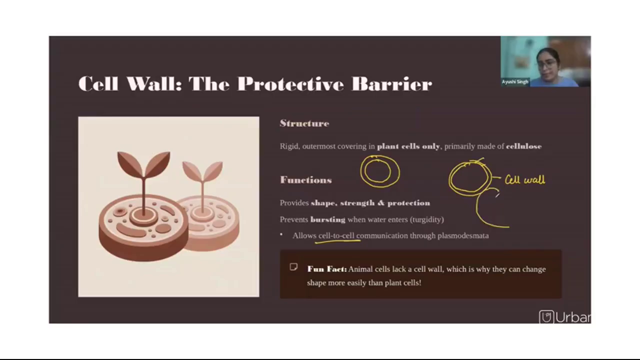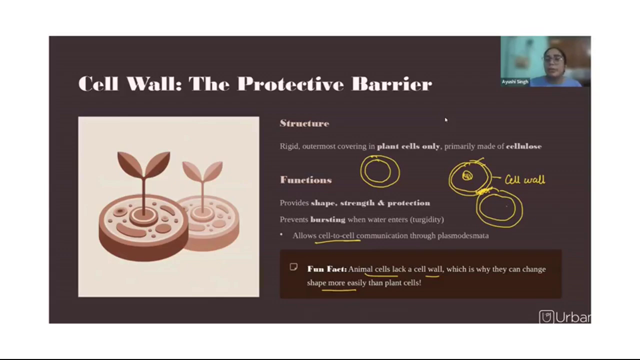For example, there is another cell and it needs something, or this cell is preparing some kind of protein which this cell needs. So they will communicate through their neighboring cell wall. Animal cells lack a cell wall, which is why they can change shape more easily than plant cells. Okay, so this is about the cell wall.